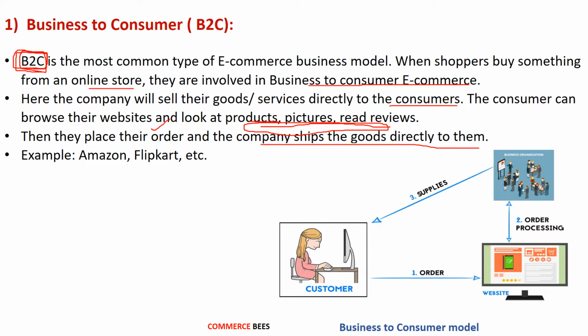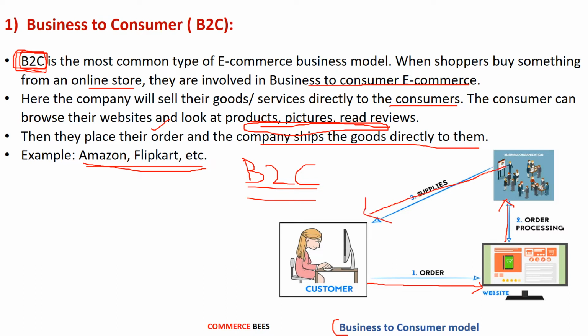So this is called B2C, because the business is directly selling their products to the consumer. That's why it is called B2C. If we take the example of Amazon, Flipkart, etc., they are B2C models. Here is the diagrammatical representation of the B2C model, where you can see that the customer is ordering the goods online on the website. The website is placing the order directly to the business organization. Here the business is supplying the goods to the consumer. So it is called the B2C model.